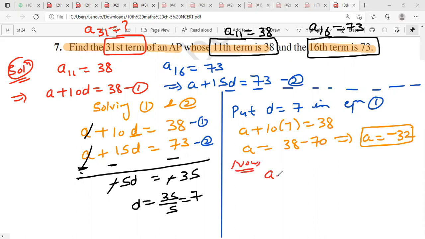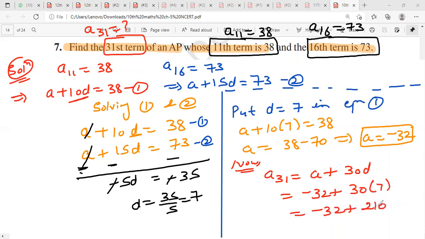Now A31 will be equal to A plus 30D, like A11 is A plus 10D, 11 minus 1, A16, 16 minus 1, A31, 31 minus 1. So it will be equal to A, that is minus 32, plus 30 times the value of D, which is 7. So it is equal to minus 32 plus 7 3s are 21, plus 210 minus 32. It will be equal to minus 178, and this is the required answer of this question. जो 31st term होगी इस AP की, that will be equal to minus 178. Okay, let's now do the next question.